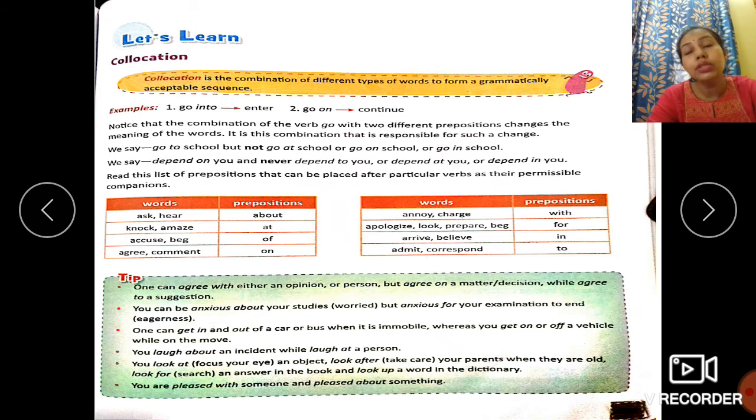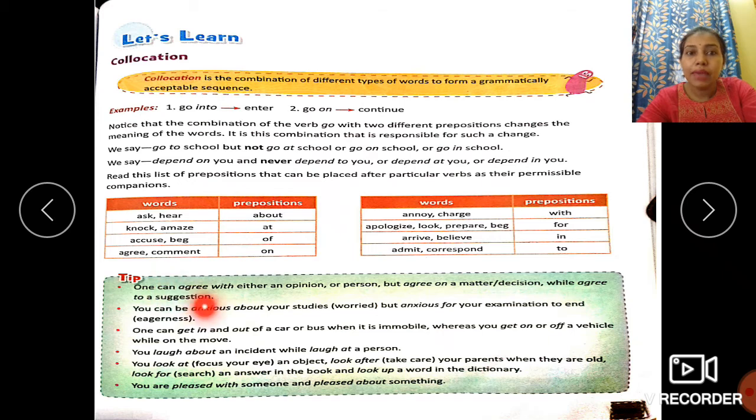I agreed to the suggestion given by him. We won't say I agreed on the suggestion. I agreed on that matter. Clear? I agreed with his opinion. This is how agree with, agree on, agree to are used in various sentences.